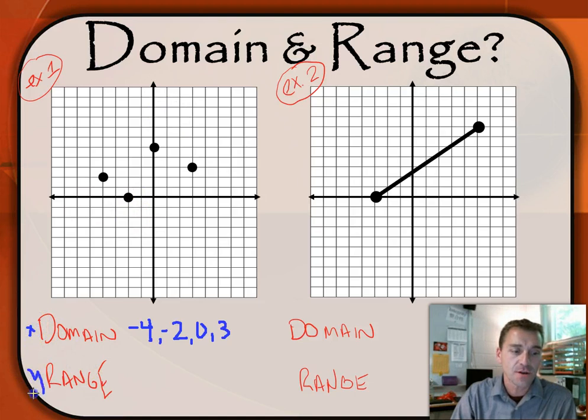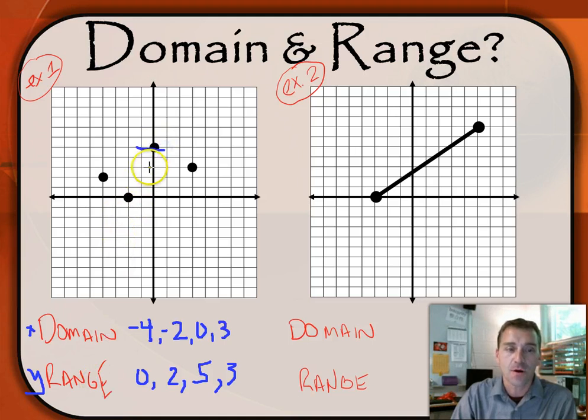The range is all the y-coordinates. So where's that? Well, here's one of them. It's at 0. So one of my y's is 0. One of my other ones is 2. One of my other ones is 1, 2, 3, 4, 5. And another y value, another range value, would be 1, 2, and 3. So there is my domain, and there is my range. Domain again is all my x's. Range again is all my y's.